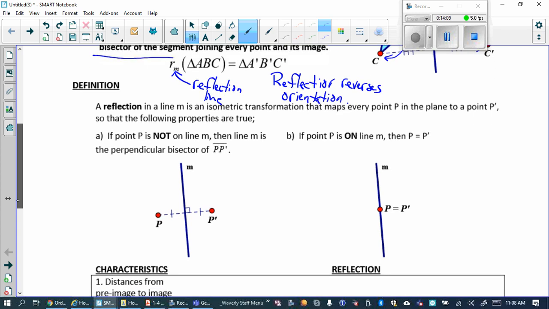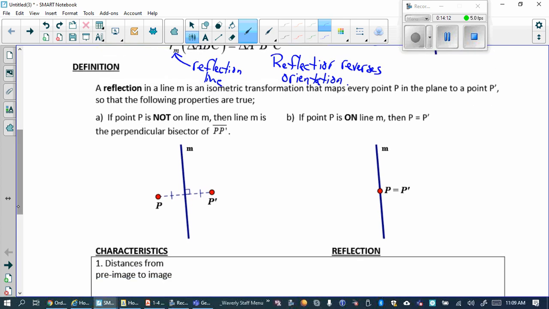So let's look at some properties here. Reflection is isometric. What's another word for isometric? Rigid, remember? Same same, they're interchangeable. So a couple of cases here. If I have a reflection line and the point I'm reflecting is not on the line, so point P gets reflected, then line M, the reflection line, is the perpendicular bisector of that segment PP prime, just like I showed you up there. So it's perpendicular and they're congruent.